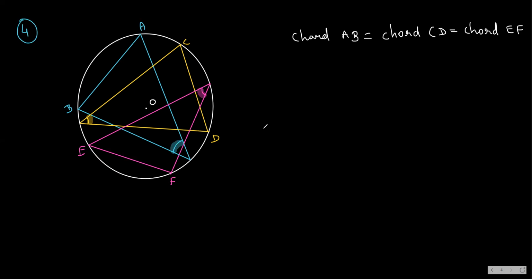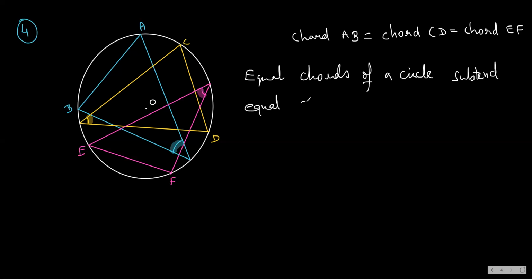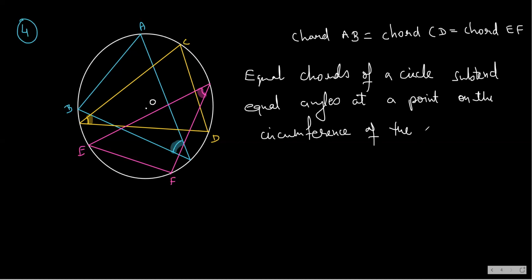So what I write? I write here: equal chords of a circle subtend equal angles at a point on the circumference of the circle.